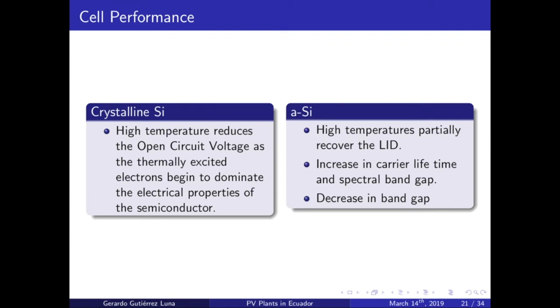As is well known, for crystalline silicon, high temperature reduces the open circuit voltage as the thermally excited electrons begin to dominate the electrical properties of the semiconductor, reducing its efficiency. But on the other hand, high temperatures on amorphous silicon partially recover the light-induced degradation. There's an increase in the carrier lifetime and a decrease in the band gap, making it more efficient at higher temperatures.